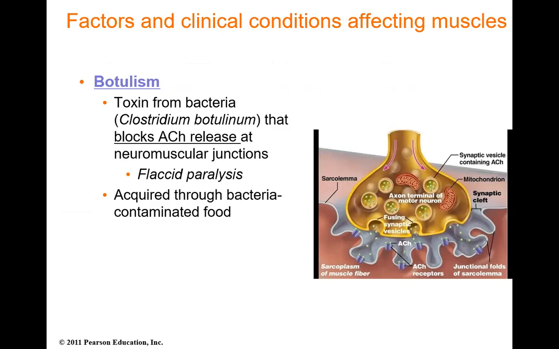Botulism is a toxin from a bacteria. You can get this unintentionally by, for example, eating super old canned goods. They love those things. And other types of food contamination. Alternatively, you can get Botox injection, right? Botulism toxin injected for various reasons, sometimes therapeutic, sometimes cosmetic. But essentially this paralyzes muscles, right?